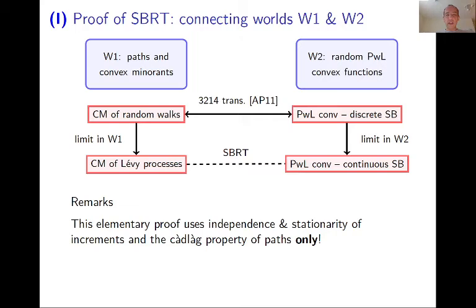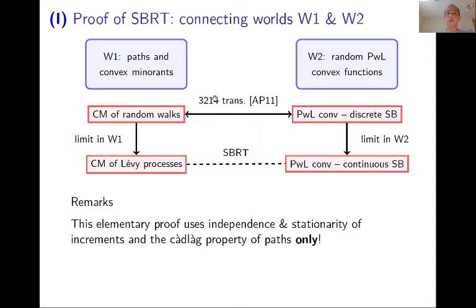The main thing in the theorem is to notice that it connects two worlds. World one is the path of X and the convex minorant of X, and world two is these random piecewise linear convex functions. It's difficult to work on both these things at the same time and mix them. What one should do is try to connect the worlds at the simplest possible level, and then take the limits in different worlds, and that's how the proof actually works. So what's the simplest possible level? Well, say the convex minorant of random walks that have densities.